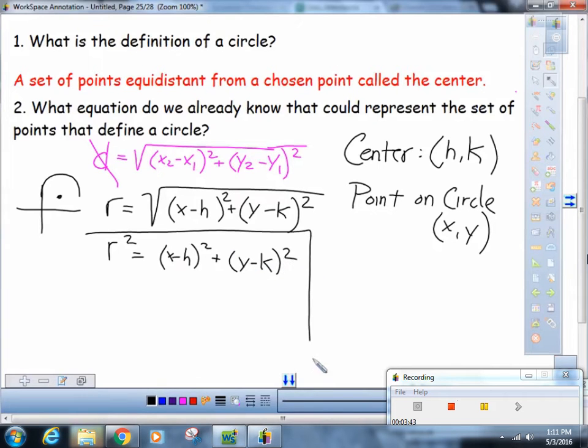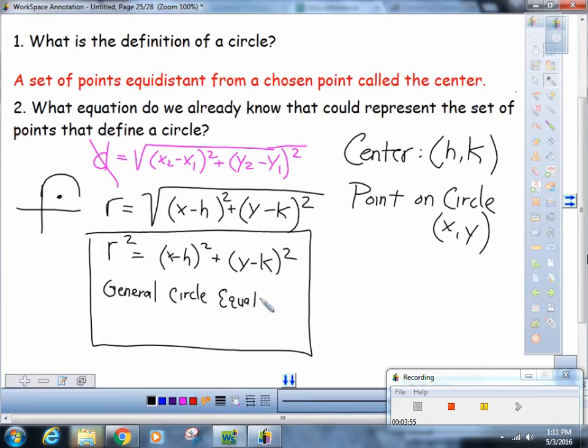Okay? Where r represents the what? Radius. The radius. And h, comma, k represents the center. Not square root. It's not. Okay, so I'll let you guys copy that down.